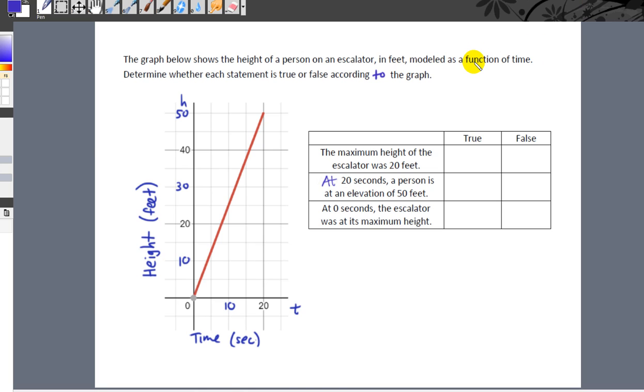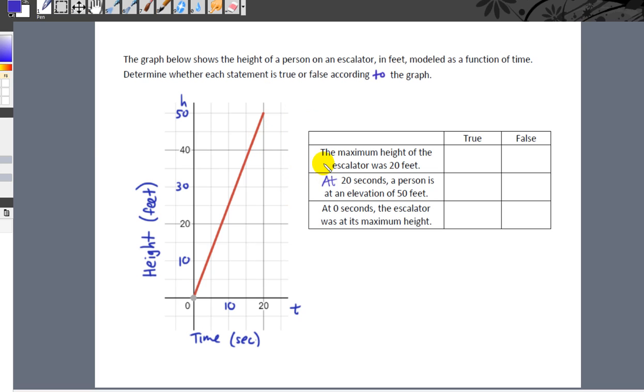Okay, now let's look at another example. The graph below here shows the height of a person on an escalator. Let's imagine someone is on an escalator and rides all the way up. It's the height of a person on an escalator in feet, modeled as a function of time. Determine whether each statement is true or false according to the graph.